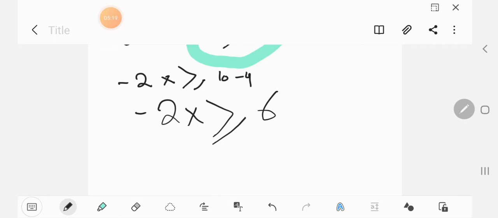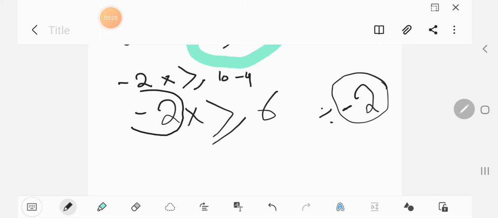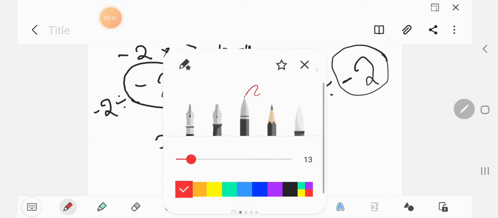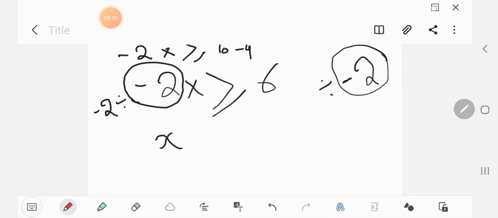What are we going to do? Divide by what? 2? No, divide by negative 2. The number in front of x is negative 2. So we are going to divide by negative 2 here and negative 2 there. By dividing negative 2 by negative 2, we will get x. And don't forget the trick: if we divide or multiply by a negative number, we are going to flip the symbol. We are going to flip it. It will be smaller than or equal negative 3.